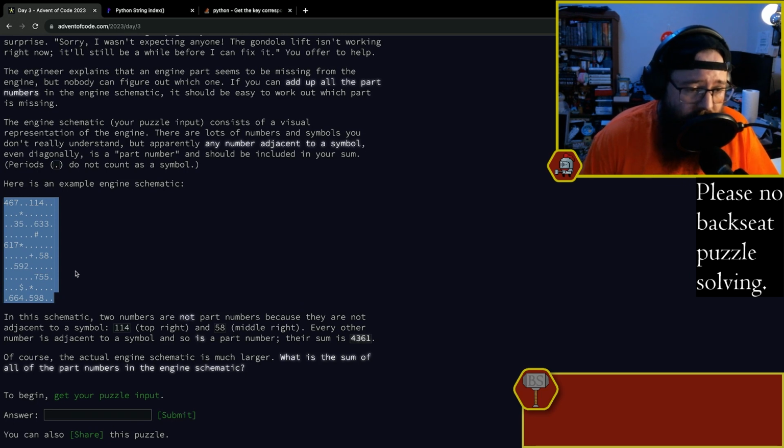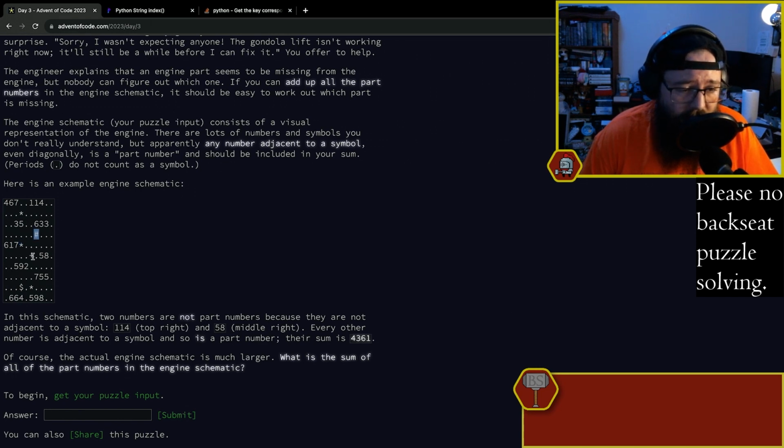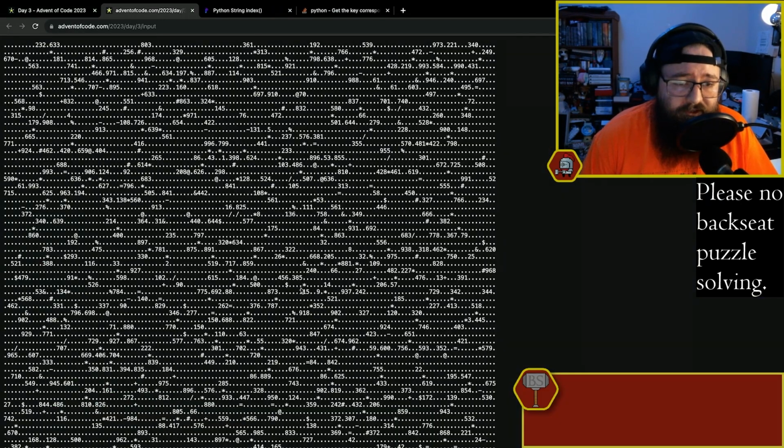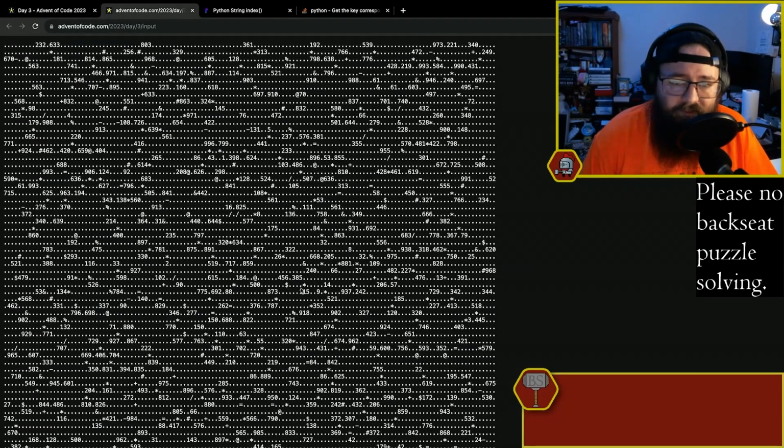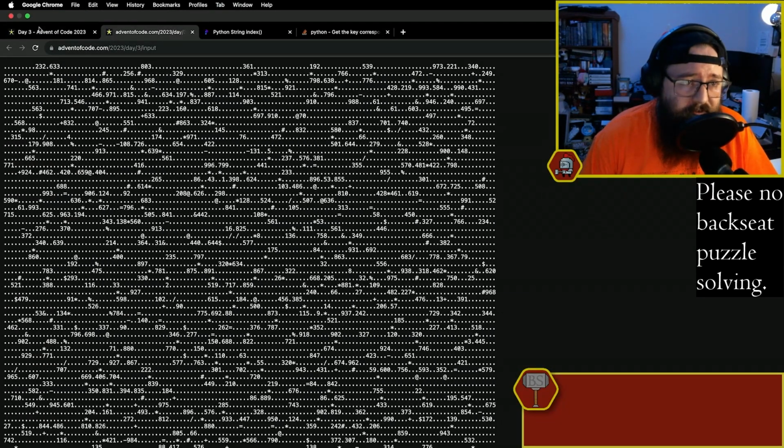grid, and any number that is adjacent to a symbol, up, down, left, right, and diagonally, are part numbers. The ones like this 114 and this 58 are not part numbers. And this is our puzzle. Massive. Okay, so another parsing problem.